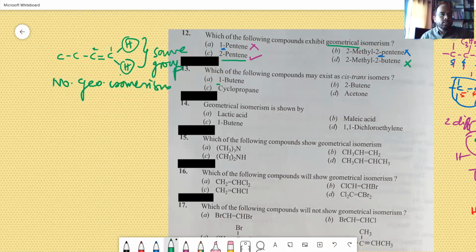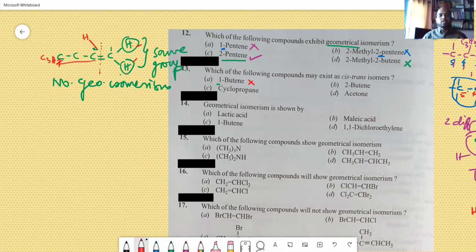Right? So here is the line that you are going to draw across the double bond. So you have C3H7 there and H here. Two different groups, but here you have two same groups there. Therefore, this is not optically active.